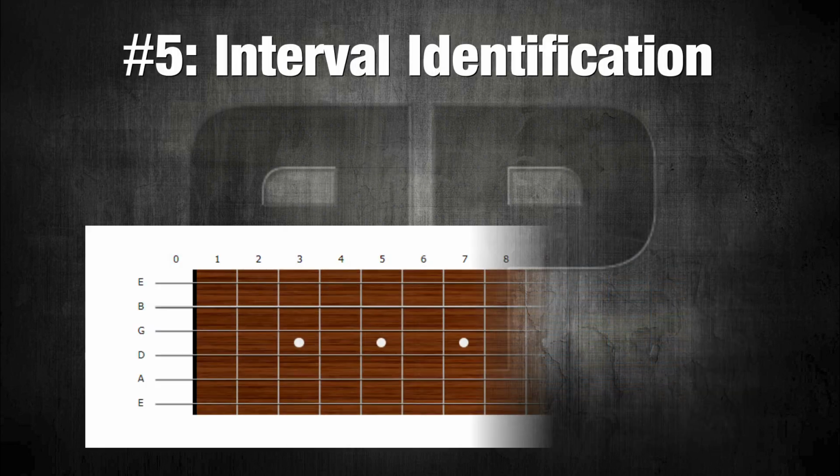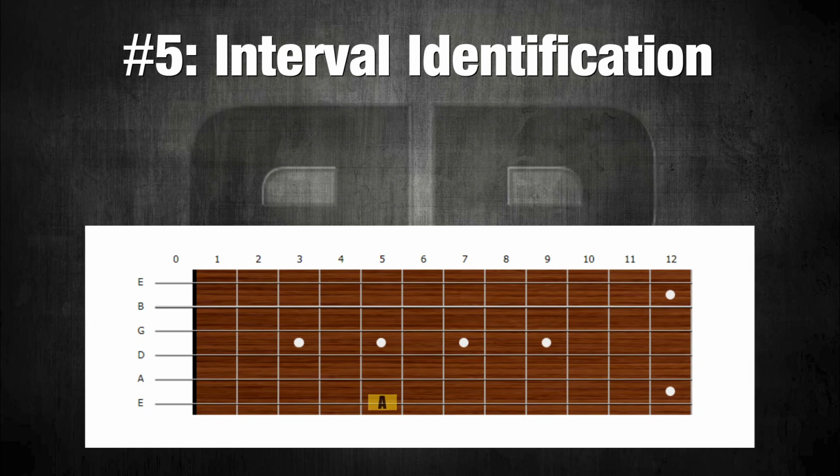Quiz question number 5. Let's do another of these. I'm going to play an A note followed by a mystery interval. Figure out what that interval is in relation to the A. And the answer is, that's a flat fifth.